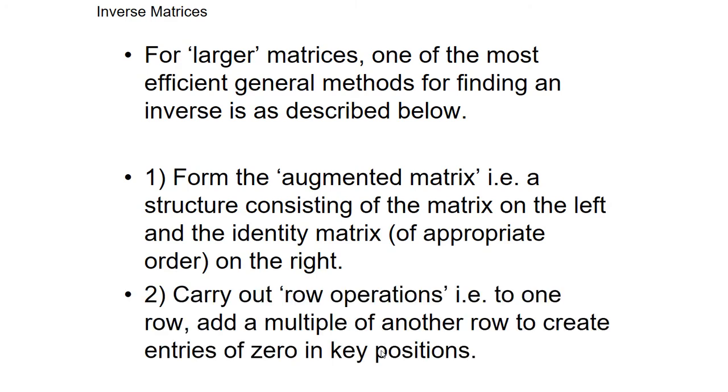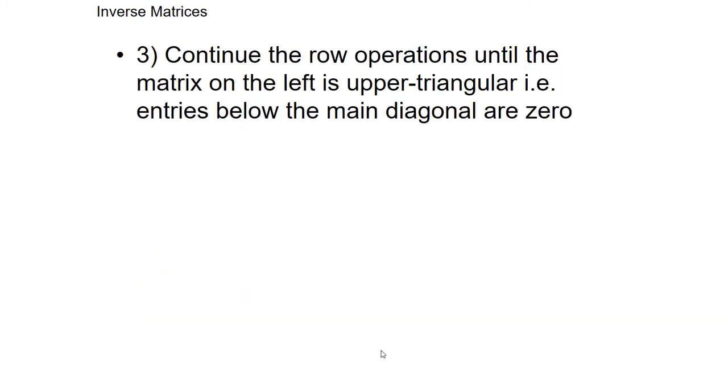And then, having done that, we carry out row operations. We can take a row, and to it we can add a multiple of another row. The reason for doing this is to create zeros in key positions, and we do that until the matrix on the left is upper triangular. That is, all entries below the main diagonal are 0.